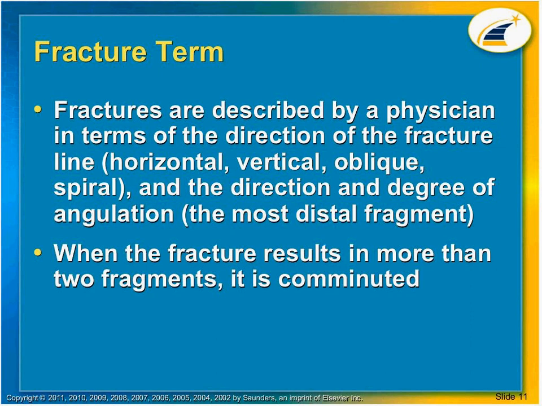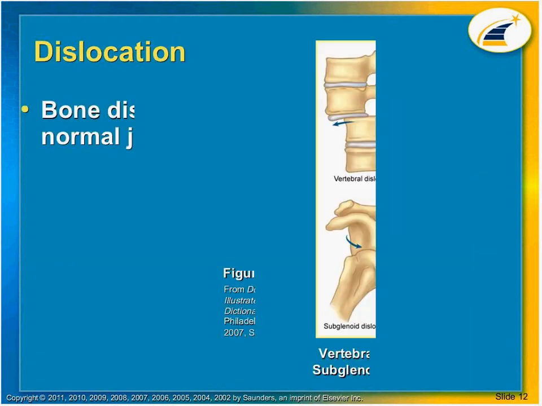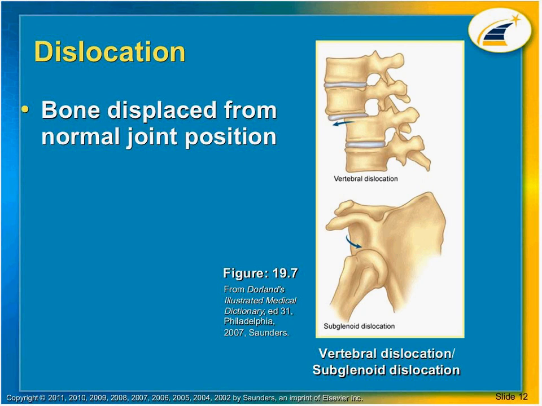So those are the things that you need to pay attention to. If a fracture results in more than 2 fragments, it is comminuted. Now to dislocation. Dislocation can be found, if you're using the 2011 book, on page 579. Dislocation is the displacement of a bone from its normal location in a joint, and the treatment of the dislocation injury is to return the bone to normal location, so anatomic alignment, by a variety of methods.